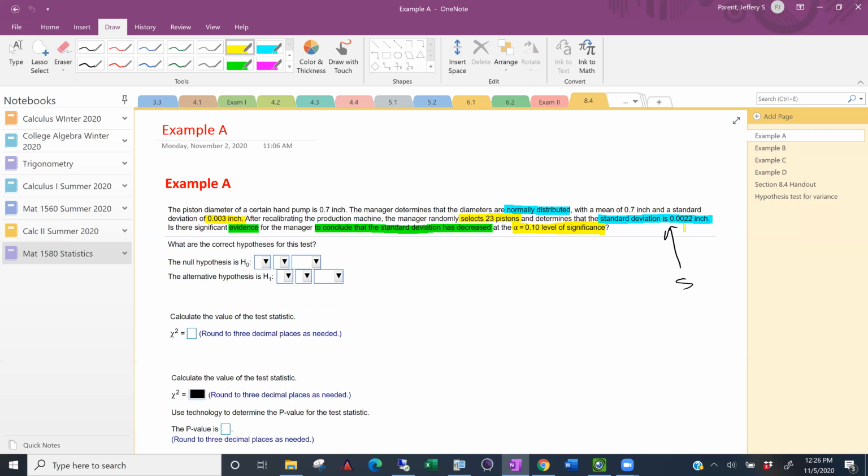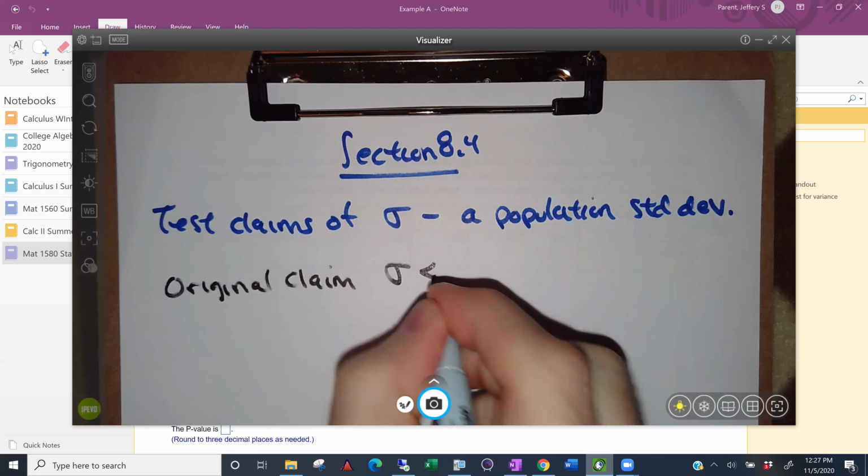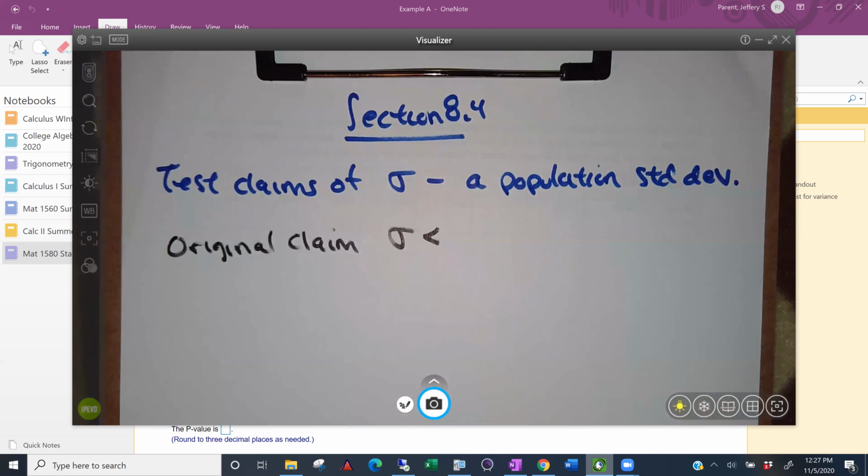Wow. So there's a lot going on there. But what I would suggest we start with is, what's the original claim? What are we testing in all this? Well, I've tried to highlight that. I'll give you a hint, it's in green. So let's see if we can figure out what that original claim is. The original claim is about a standard deviation, and we want to see if that's decreased. So that original claim would be sigma is less than what? Now that's a good question.